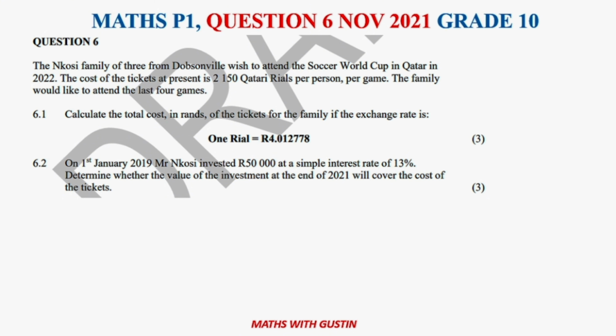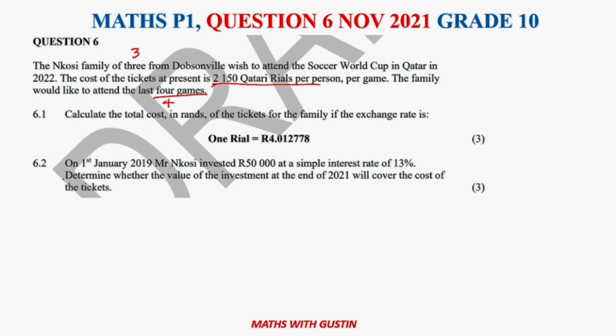Okay, great stuff. So let's have a look at this question. The Nkosi family of three from Debsonville wishes to attend a soccer World Cup in Qatar in 2022. The cost of the tickets at present is 2,150 Qatari riyals per person per game. This is how much it's costing per person per game, and we already know there are three family members. The family would like to attend the last four games.